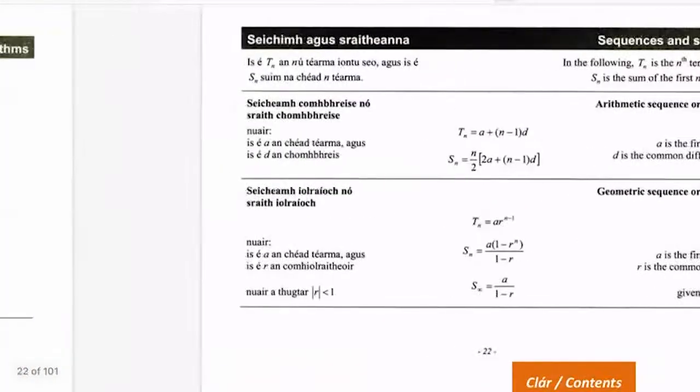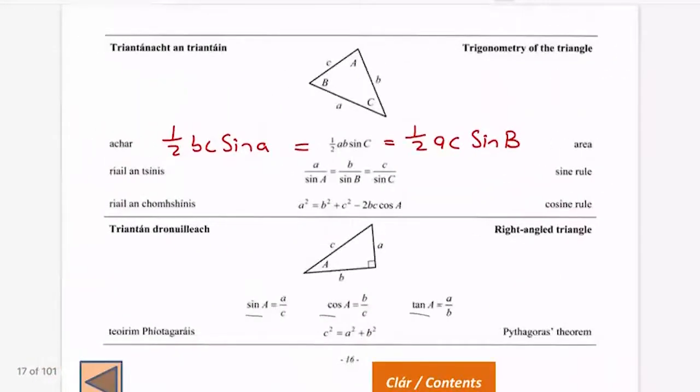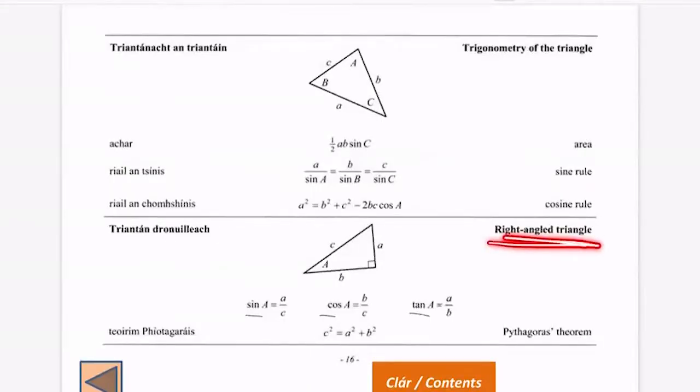So let's go to our log tables, page 16, I think. Yeah. And let's have a look at this page. So down the bottom, we've right angled trig: sine, cos, tan, Pythagoras Theorem, all stuff you're familiar with. They can only be used in a right angled triangle. They cannot be used if the triangle is not right angled.